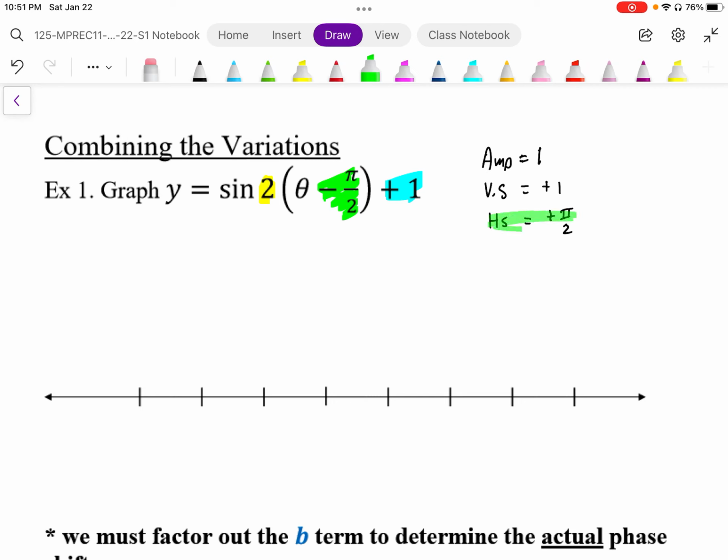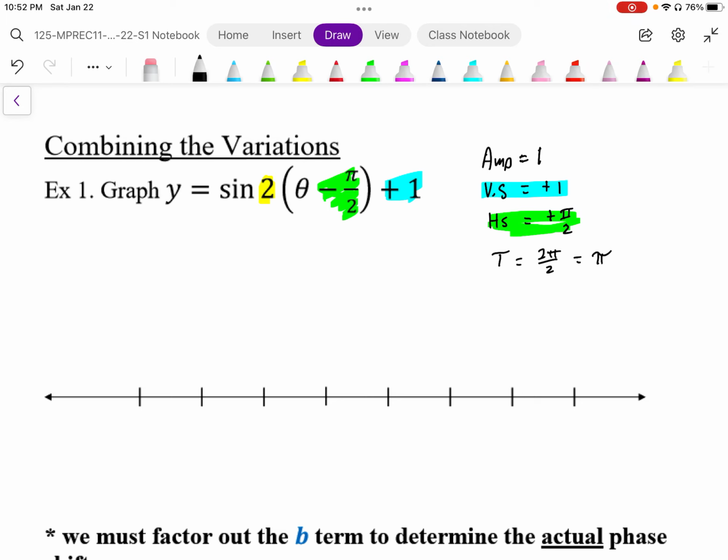Okay, so I'm just going to highlight that. And then that's our vertical shift. And lastly, our period. The period in this case is based on the b value of 2. So it's going to be 2 pi over our horizontal compression of 2. So the period is pi.